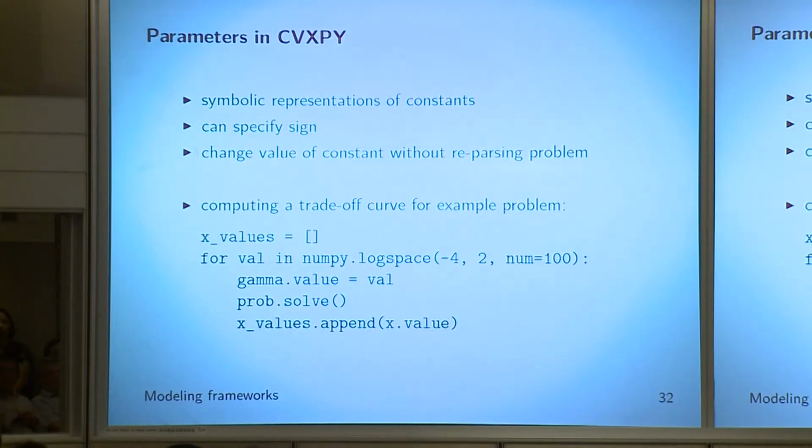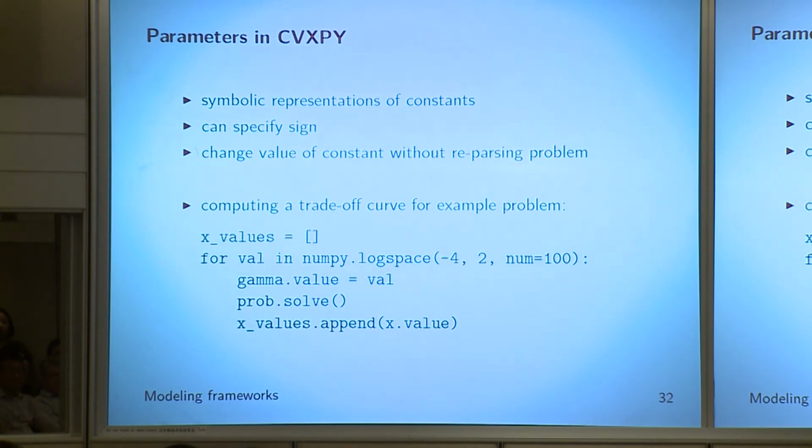So in CVX, you have to reparse everything. In CVXPY, you don't. So the way you would do that is, for example, you'd simply have a loop, and you would assign a value to this parameter. Then you call the solve method, which will use the current parameter value. When you execute this, it'll actually calculate the entire trade-off curve, right?